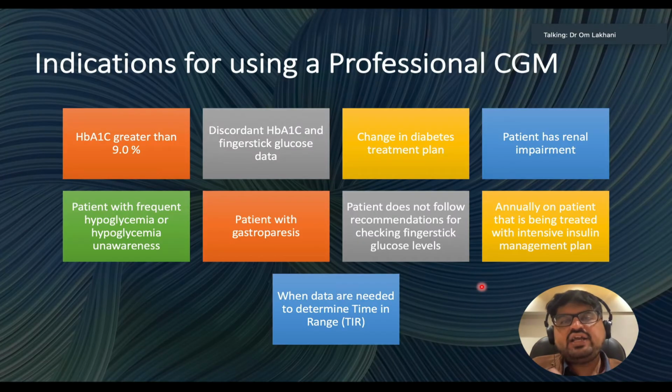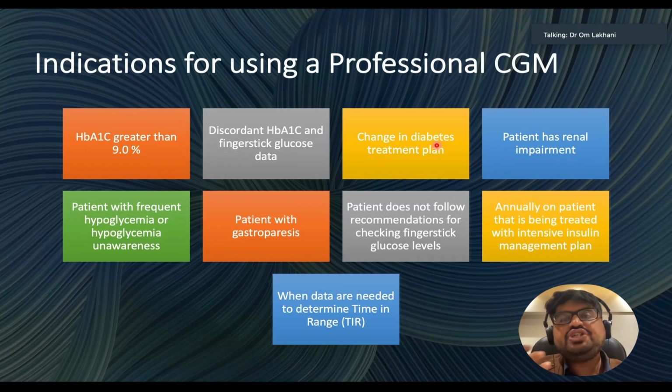So what are the indications of using a professional CGM? A patient having a very high HbA1c, typically 9, 10, 11, you would consider using a CGM to really look at what's going on. Very importantly, when you have discordant HbA1c and finger stick glucose readings, right? So a patient comes to me with an SMBG reading which is pristine, but the patient's HbA1c is 8, right? What's going on? I really want to know.